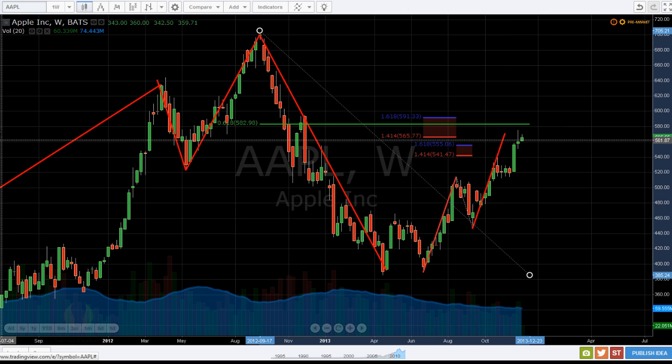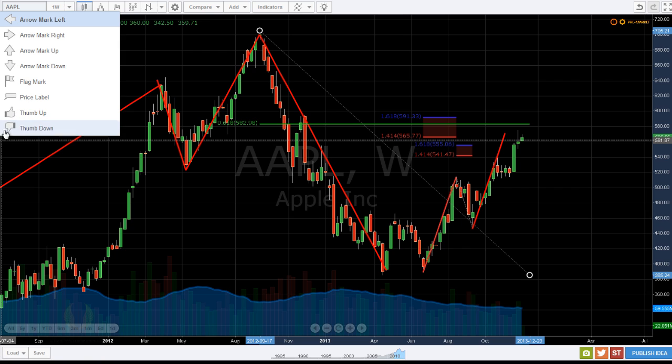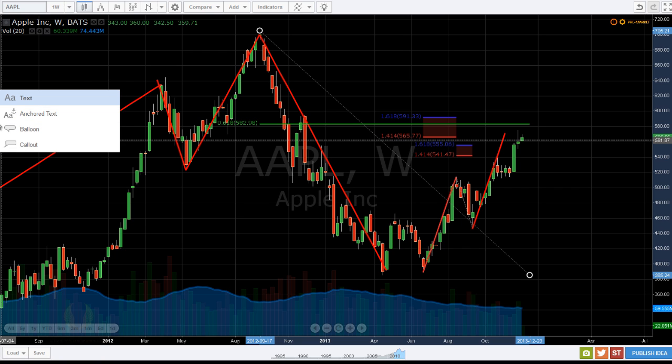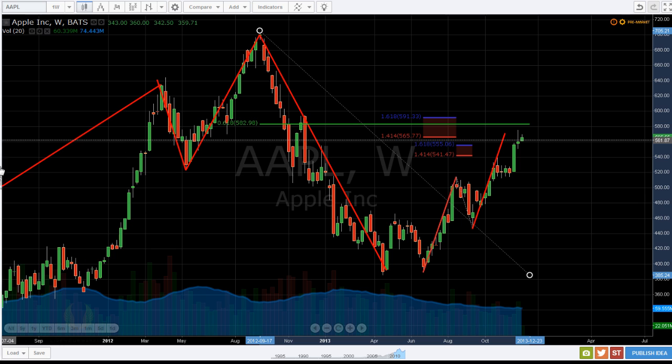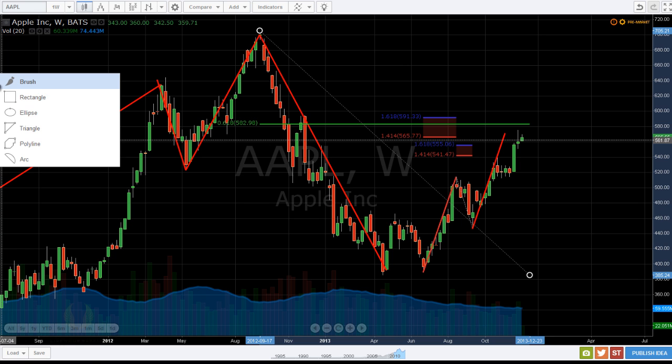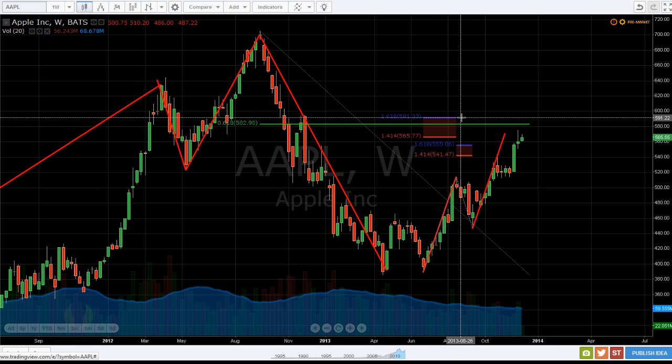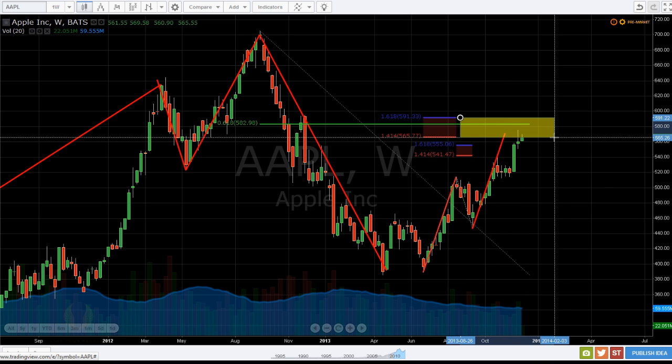So there's a pretty good chance, if I can find a tool to draw a box here, I'm not used to using this platform. There we go. Pretty good chance that we may see a reversal in this area.